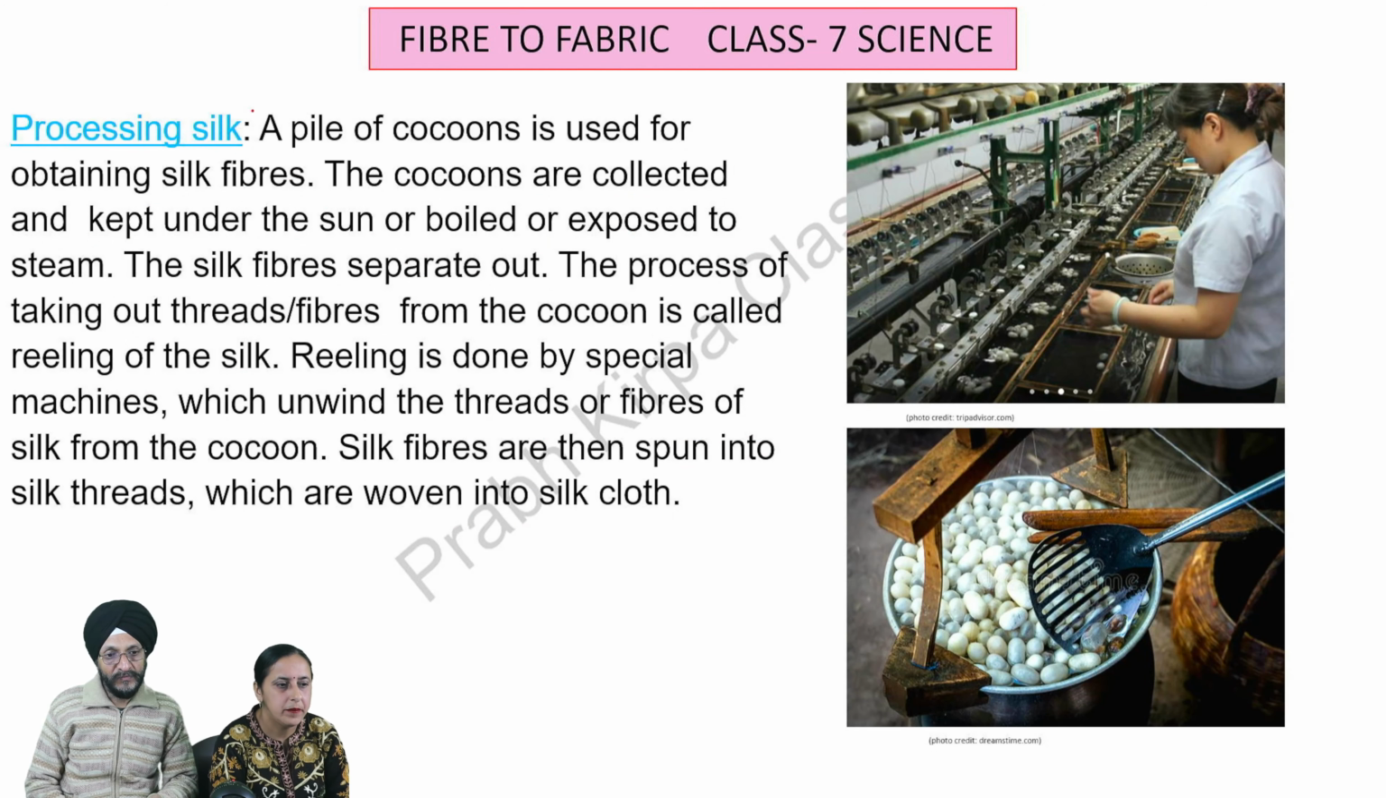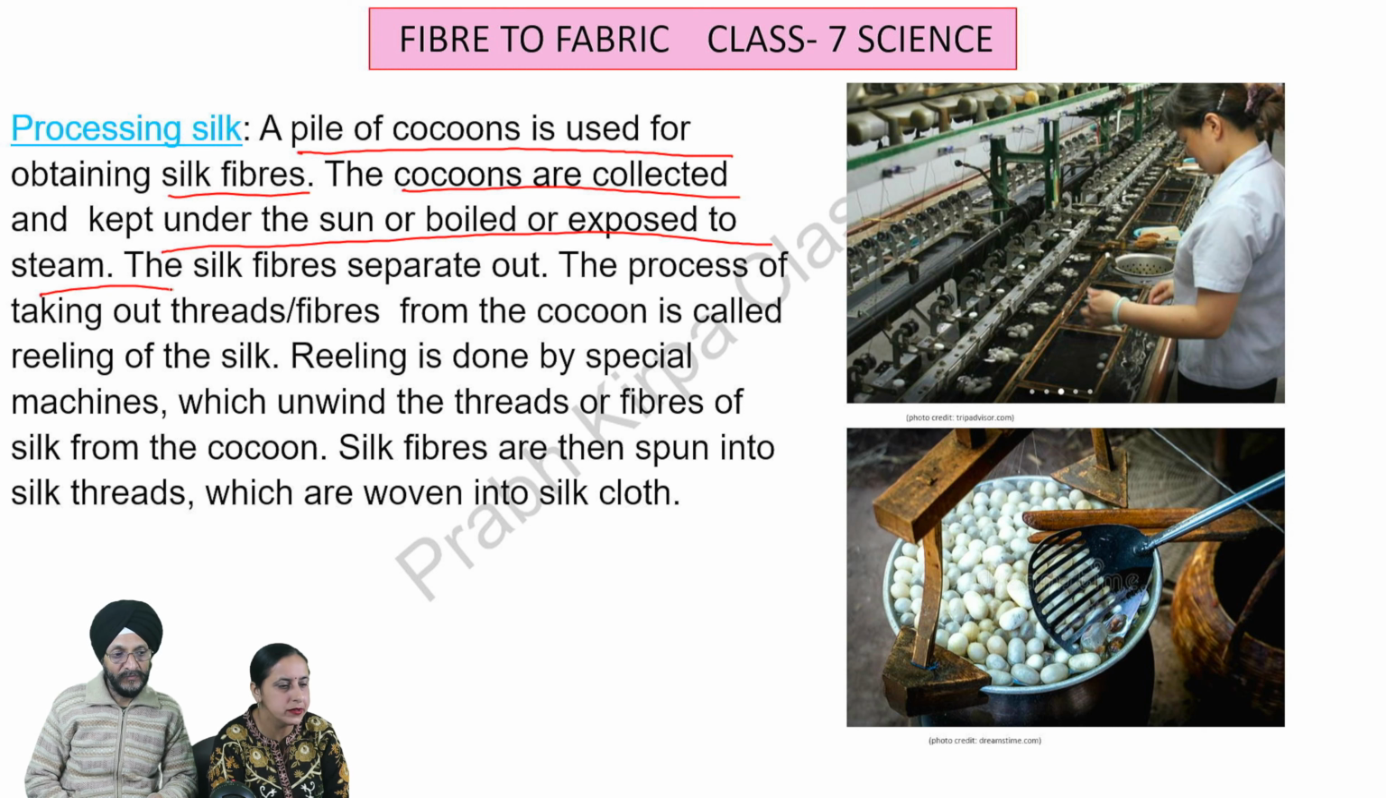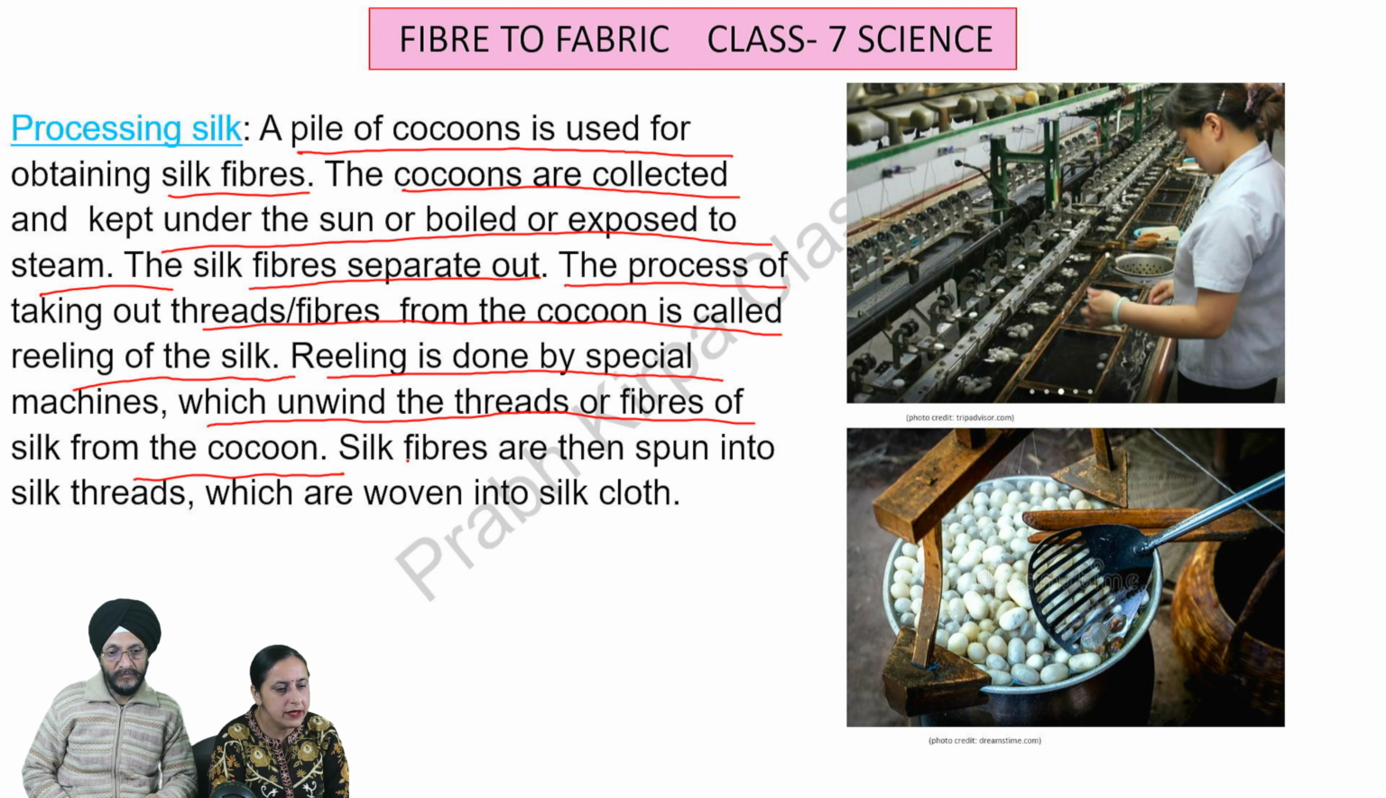Processing silk. A pile of cocoons is used for obtaining silk fibers. The cocoons are collected and kept under the sun or boiled or exposed to steam. The silk fibers separate out. The process of taking out threads or fibers from the cocoon is called reeling of the silk. Reeling is done by special machines which unwind the threads or fibers of silk from the cocoon. Silk fibers are then spun into silk threads which are woven into silk cloth.